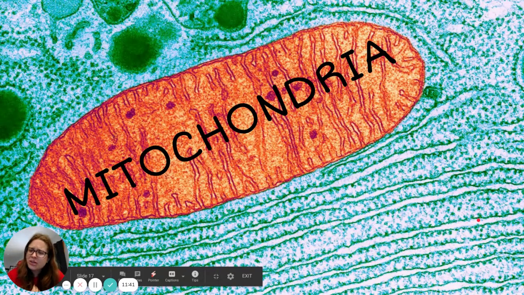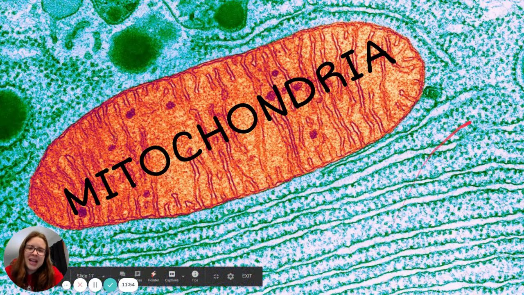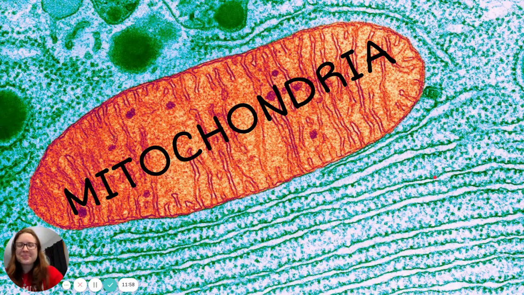Here's a picture of what a mitochondria looks like in a cell under some pretty intense magnification. So again, that jelly bean shape with those squiggles throughout it. We can also see on this slide that all of that blue stuff is our cytoplasm.